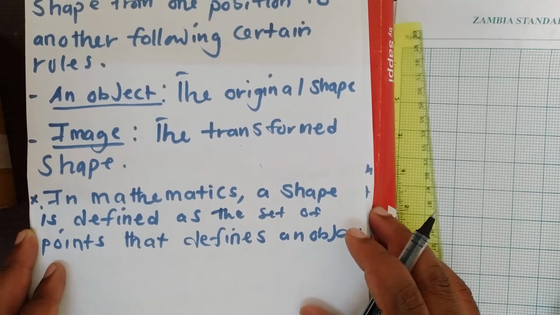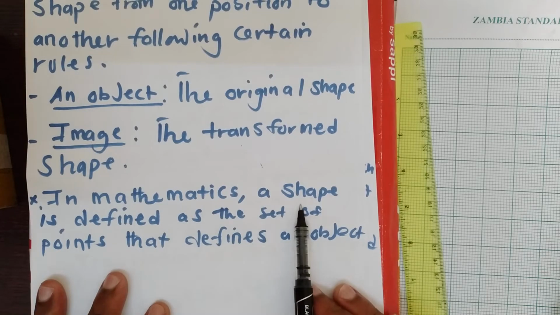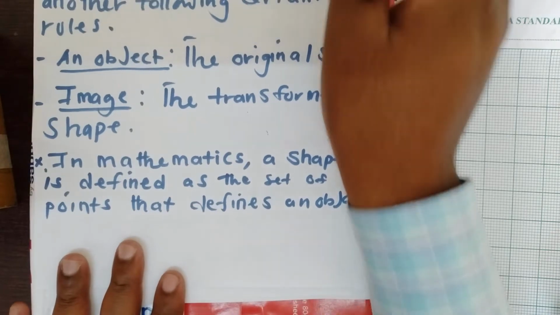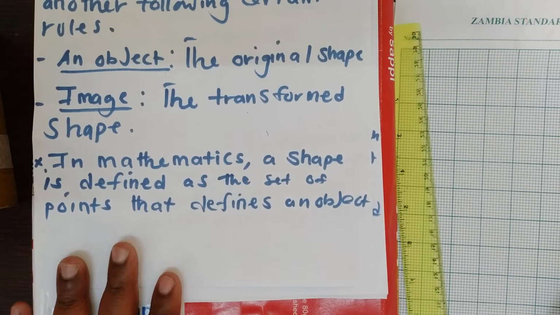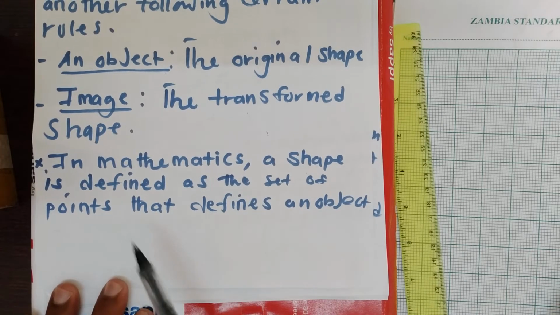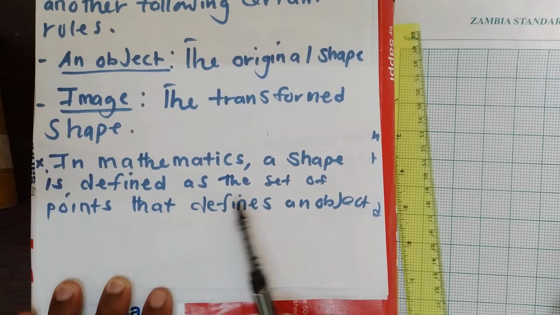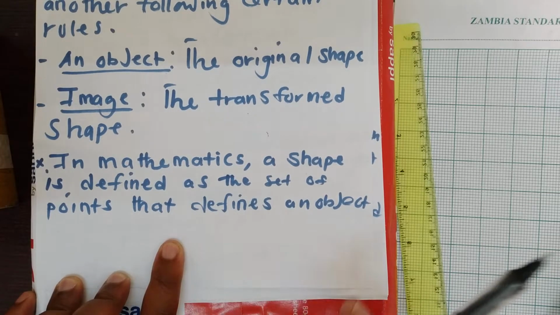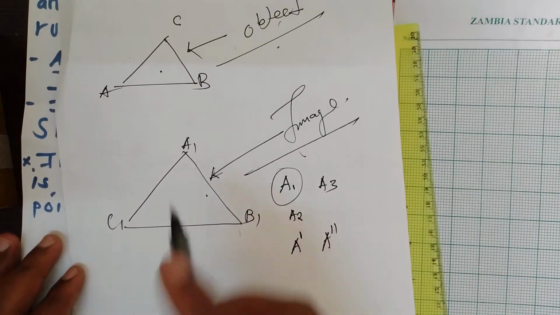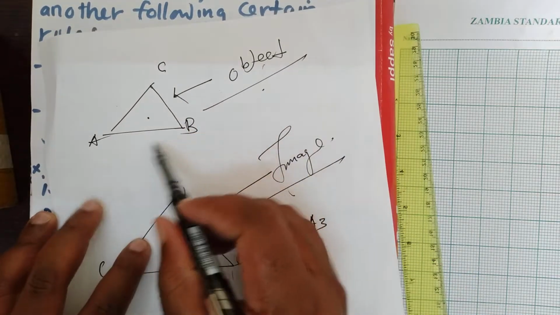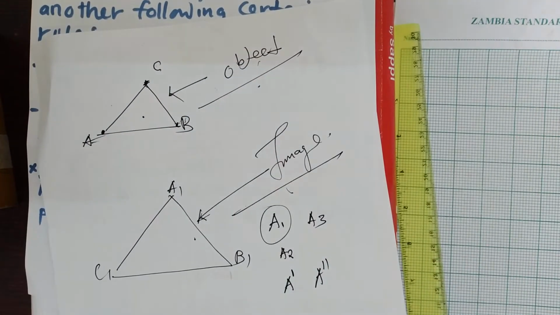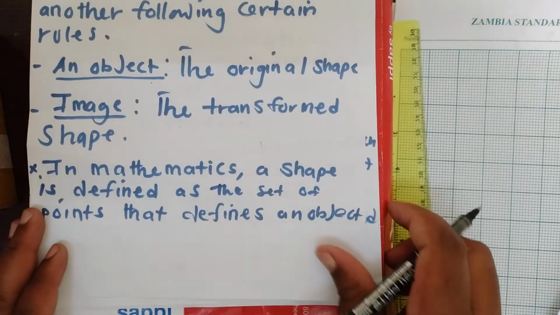Now, in mathematics, what is a shape? From the geometrical transformation point of view, a shape is defined as the set of points that defines an object. So if I'm talking about this shape ABC, I'm just talking about these points that define the object. That's what we mean by a shape in this case.